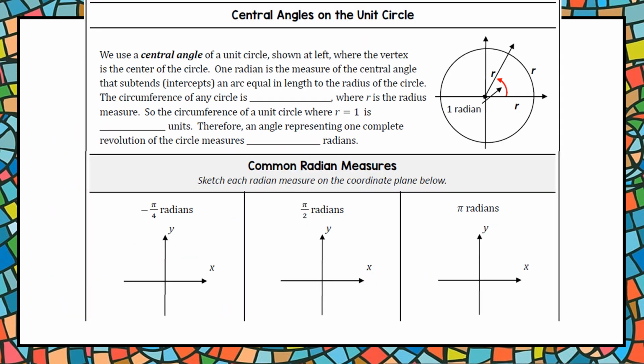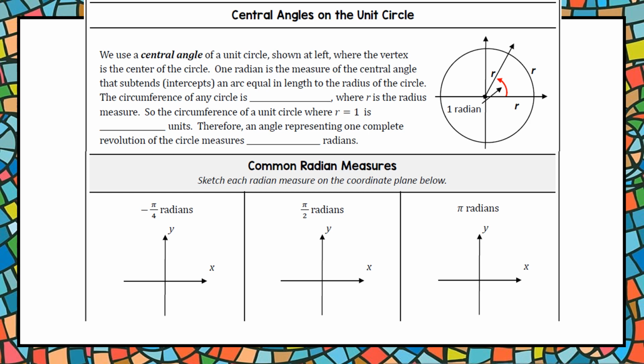All right, next vocab term here, central angles. We use a central angle of a unit circle, as you can see in the diagram here, where the vertex is at the center of the circle. 1 radian is the measure of the central angle that intercepts an arc equal in length to the radius of the circle.